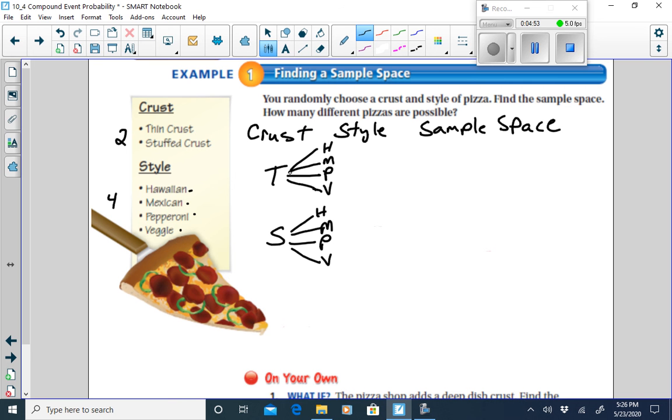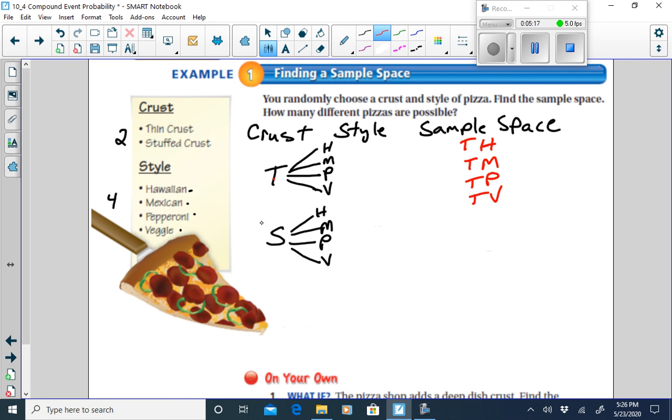So what are those outcomes? Well, the first outcome, when I read my tree diagram, I read it this way. I could have a thin crust Hawaiian, so that's going to be a T and an H. That's a thin crust Hawaiian. I could have a thin crust Mexican, so that's going to be a T and an M. I could have a T with a P. I could have a T with a V.